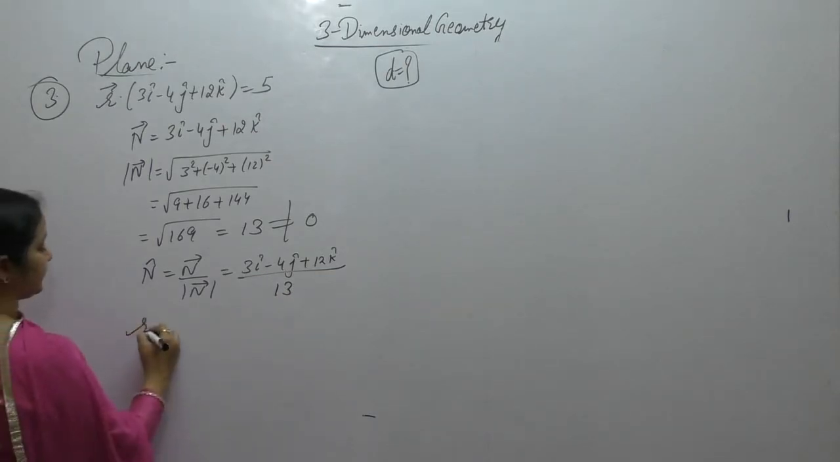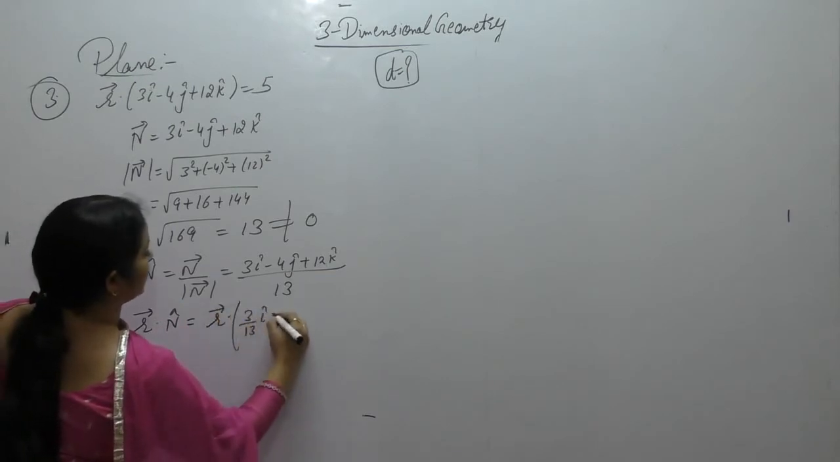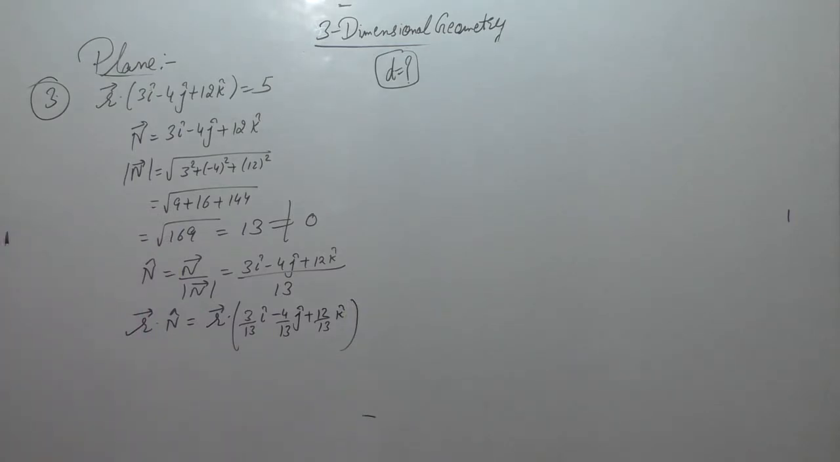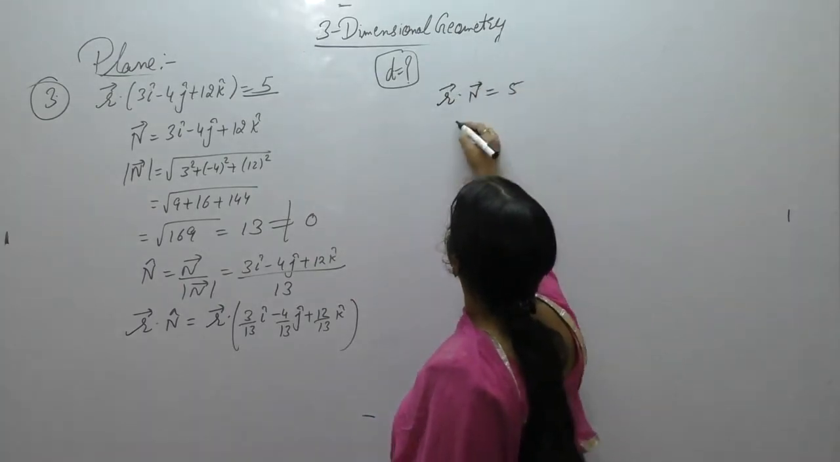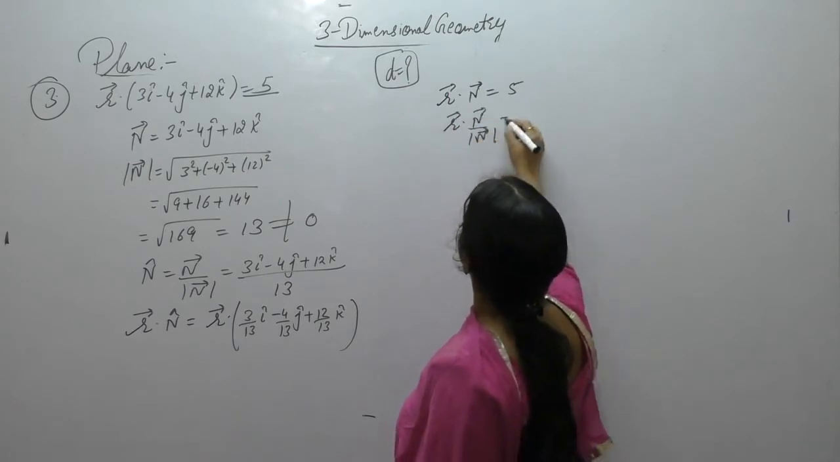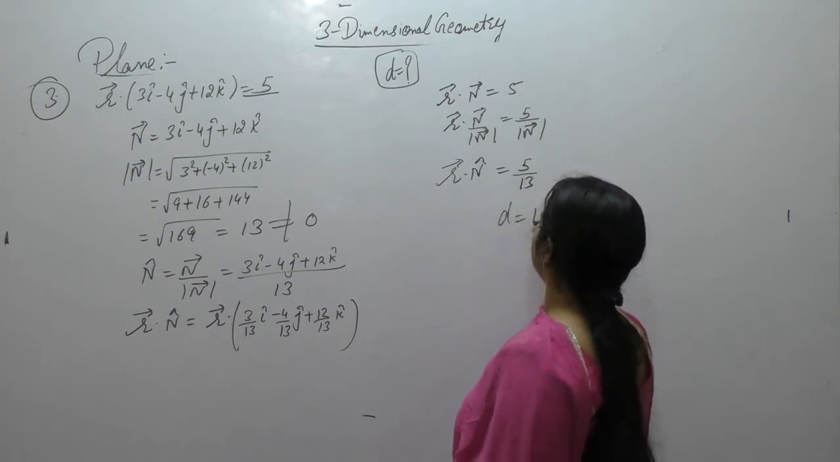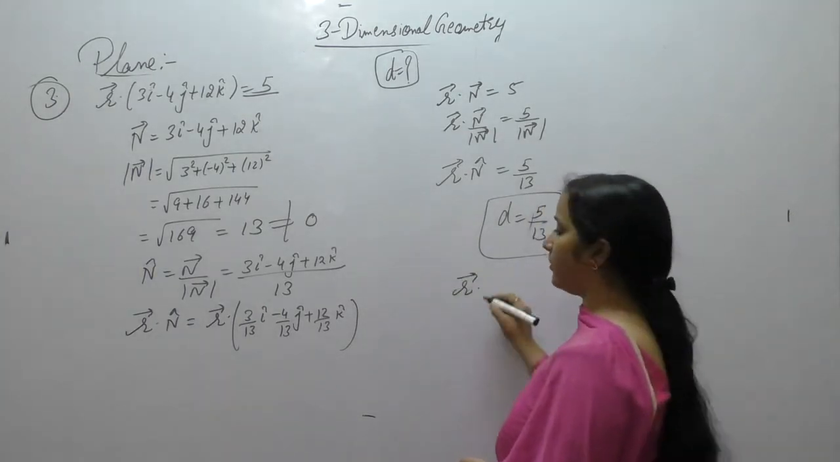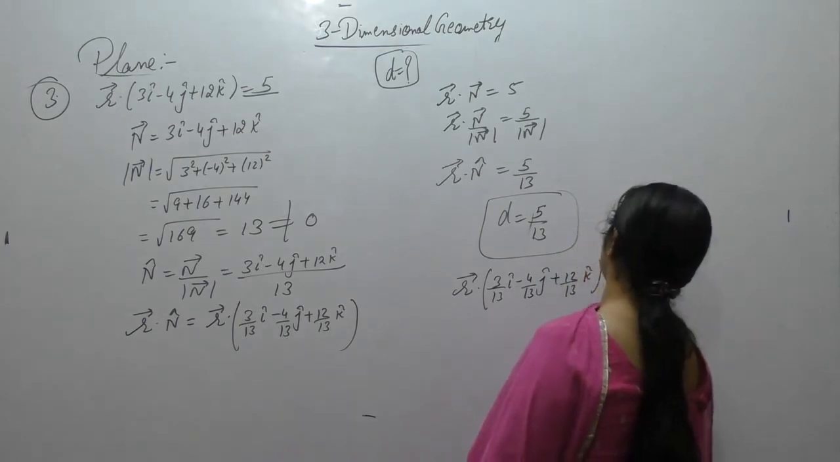So the vector equation is r vector dot n cap. r vector dot 3 by 13 i minus 4 by 13 j plus 12 by 13 k equals, we are given r dot n vector equals 5. We have divided the left side by the magnitude of n vector, so here also we divide by the magnitude of n vector. So r dot n cap equals 5 upon 13. So we get the value of d as 5 upon 13. And this is the vector equation in normal form: r dot 3 by 13 i minus 4 by 13 j plus 12 by 13 k equals 5 by 13.